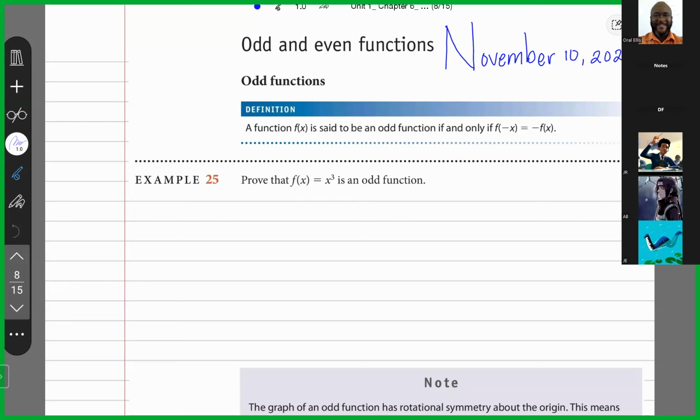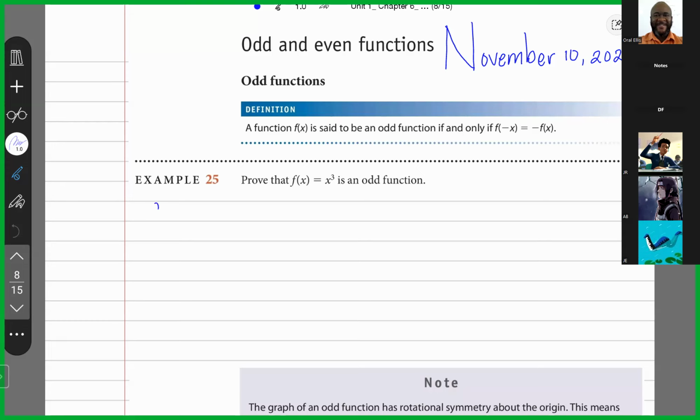All right, so next we can have a quick look at example 25. Let me give you a minute or two to have a look at that. All right, so example 25. Example 25 is asking us to prove that f of x is equal to x cubed is an odd function. Now remember, a function f of x is an odd function if and only if f of minus x is equal to minus f of x.